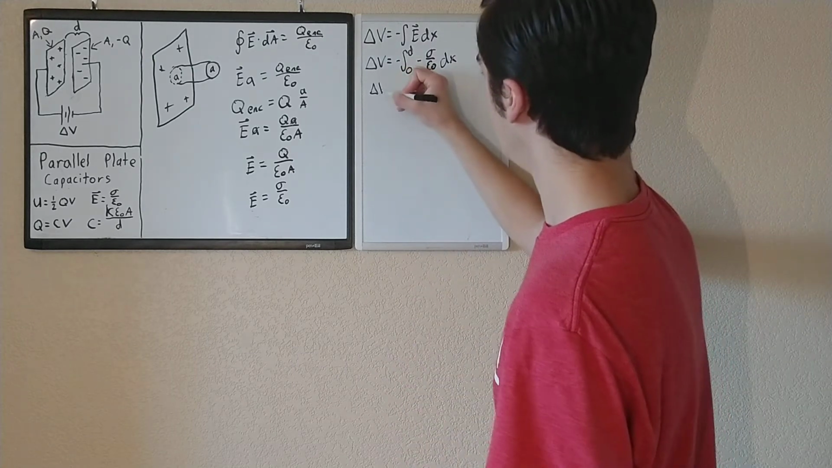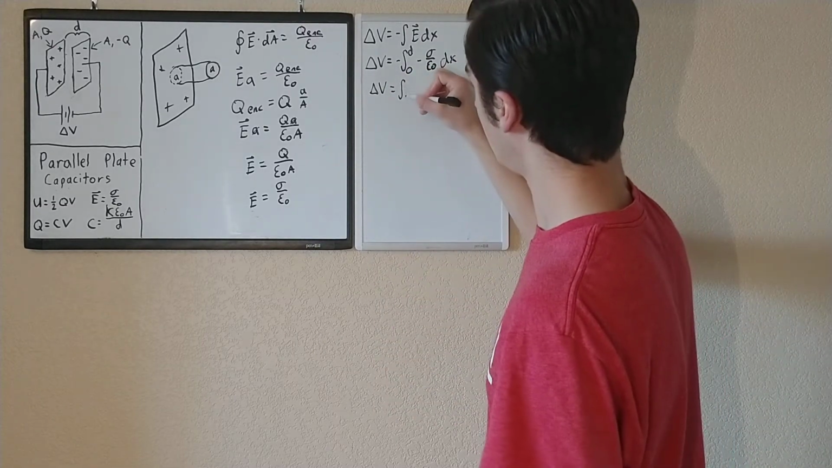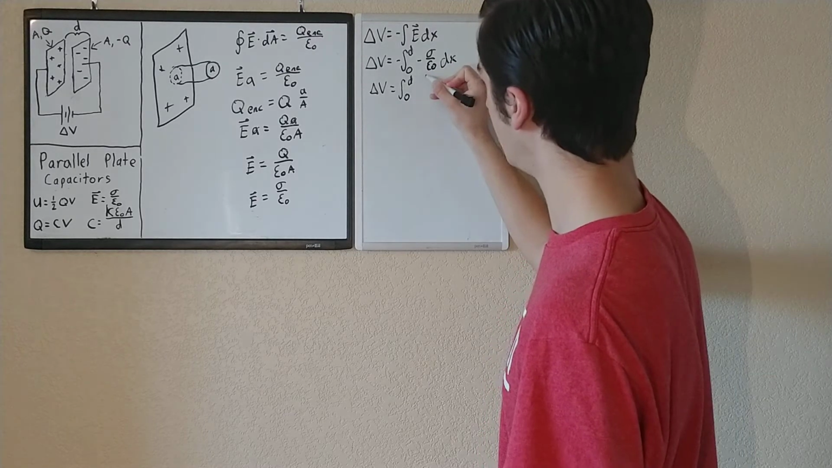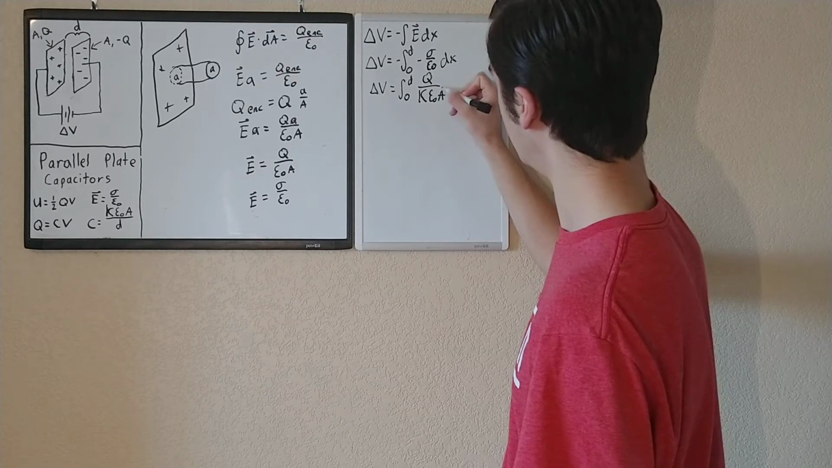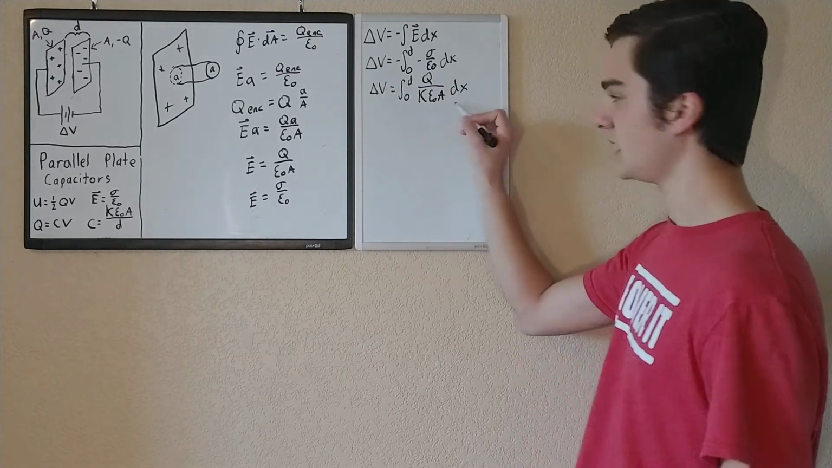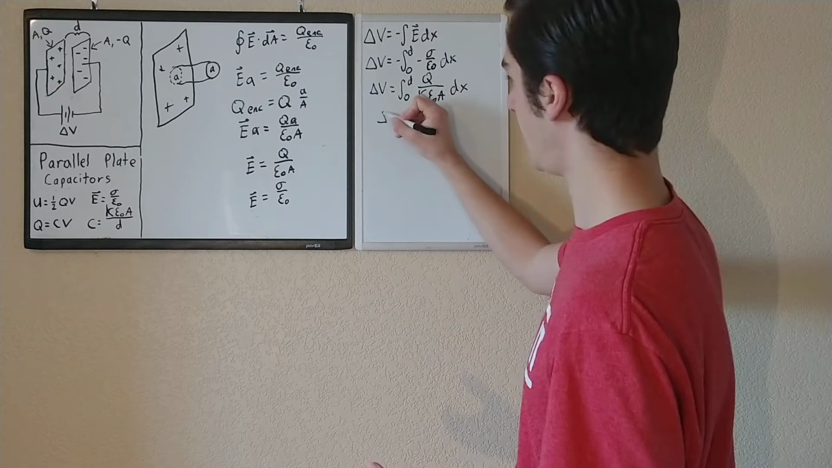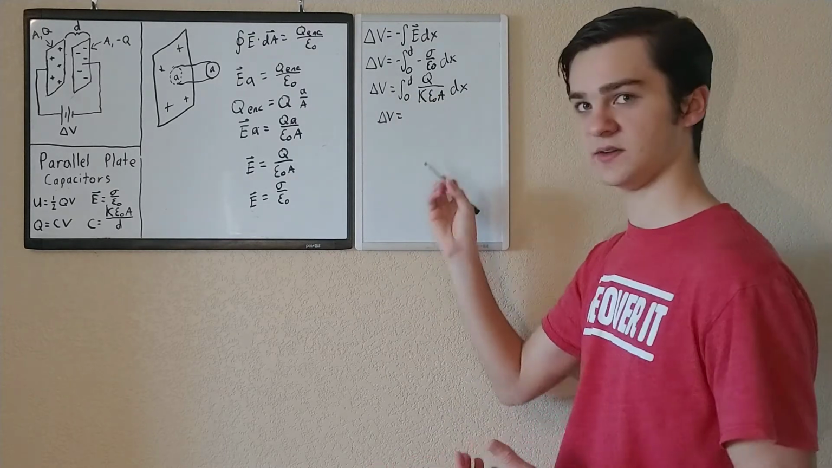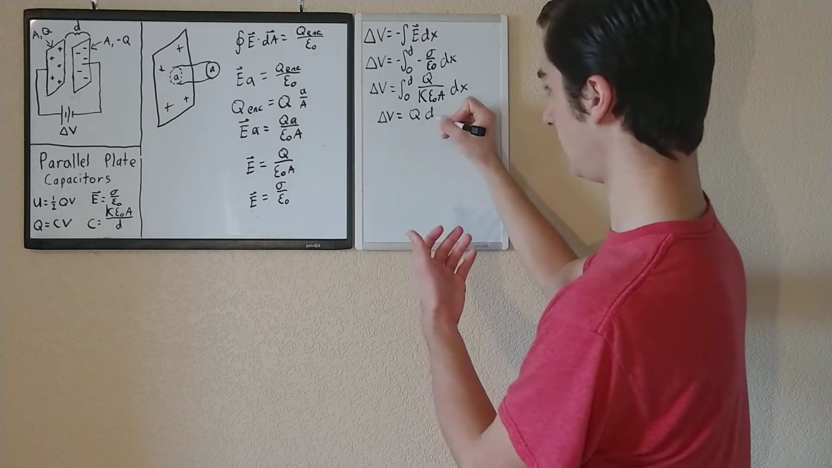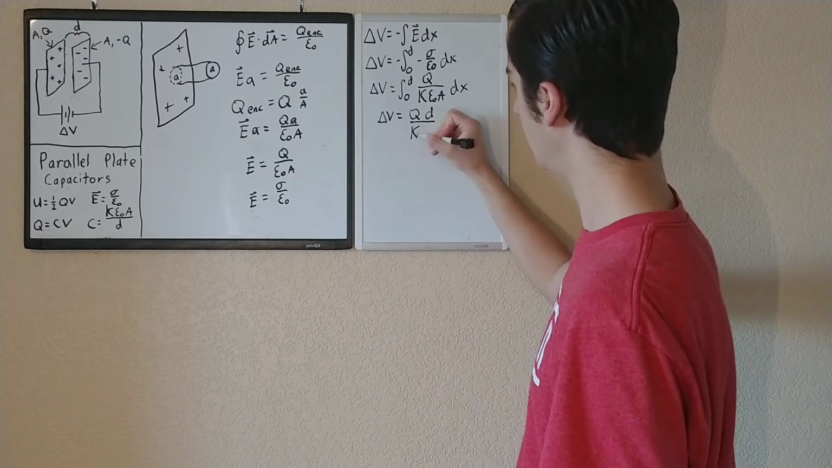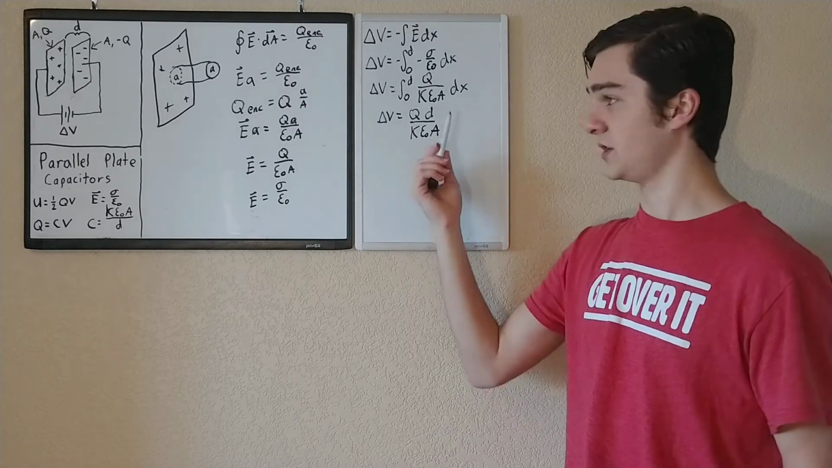We're going to substitute in our value for electric field that included kappa to get the integral from 0 to some distance d of q over kappa epsilon naught A dx. Now everything in this integral is a constant, so we can take that out and evaluate the integral, which is just going to result as the integral from 0 to d of dx, or d. So we get that voltage equals q times d over kappa epsilon naught A. Now we're going to rearrange this a bit to solve for q.